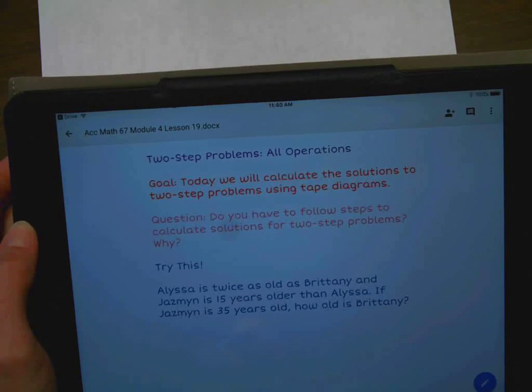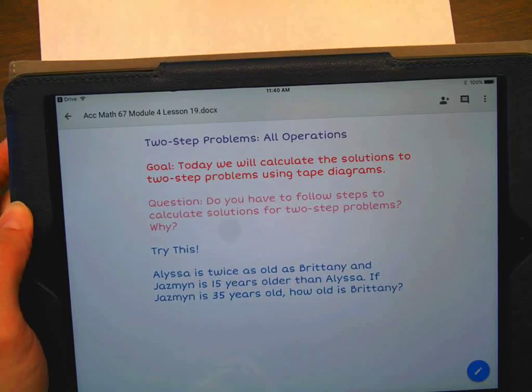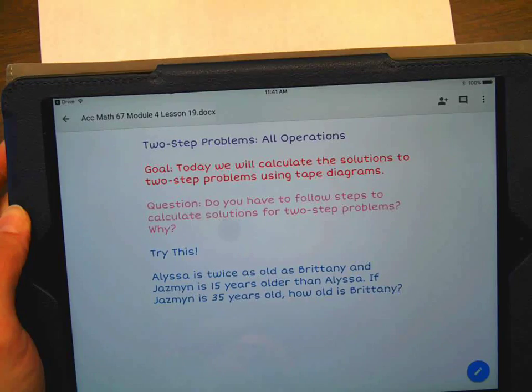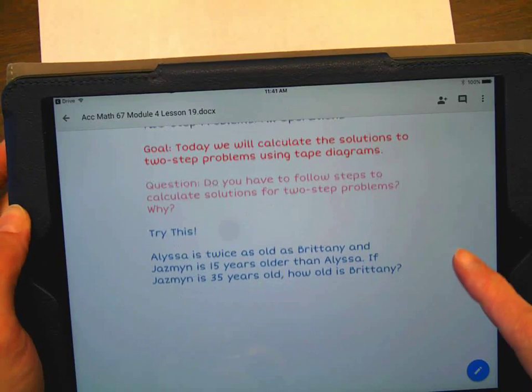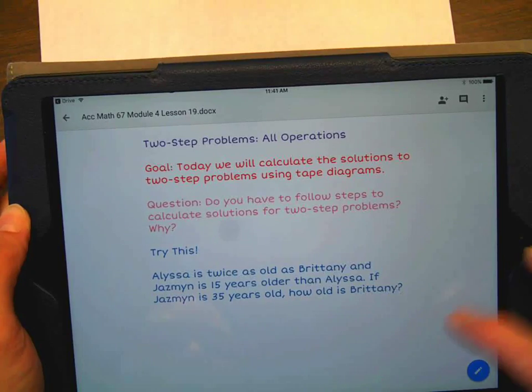So here we have the iPad, and we have the notes that go along with our lesson for today. They're really short notes because we are getting into the situation where we're using a lot of information that you have been learning. So two-step problems, all operations, our goal. Today we will calculate the solutions to two-step problems using tape diagrams. The question that I want you to keep in mind in this lesson is, do you have to follow the steps to calculate the solutions for two-step problems? And if you do, tell me why, okay?